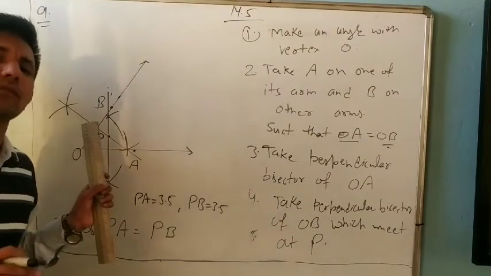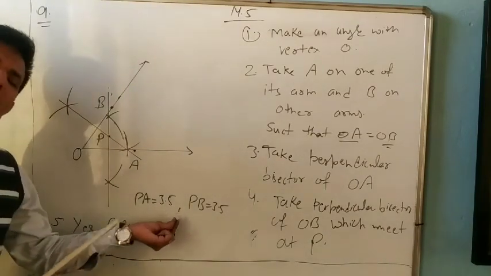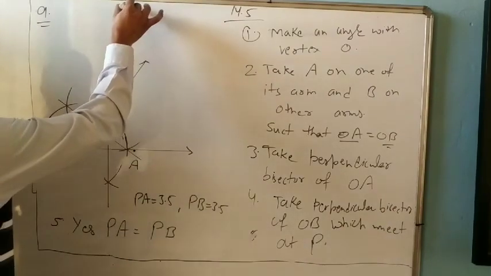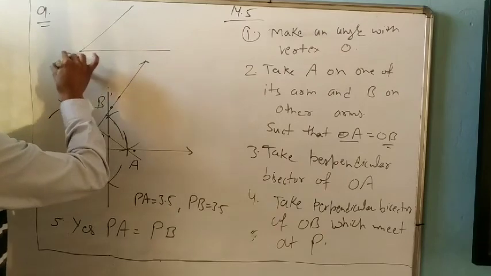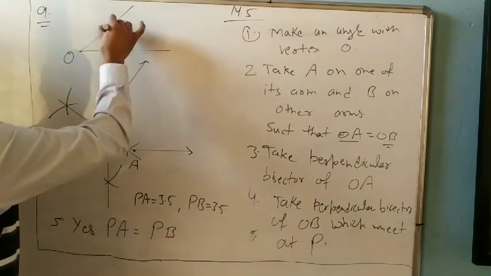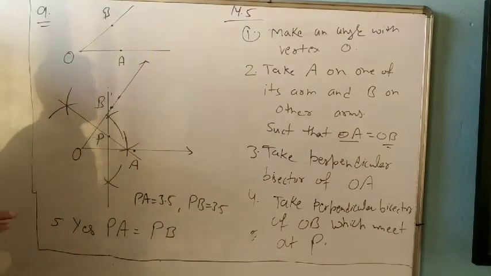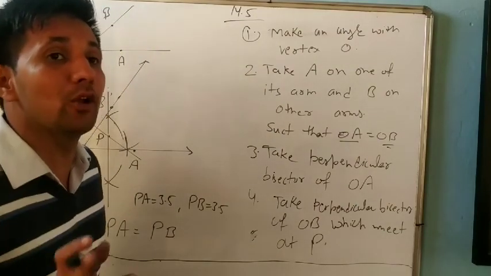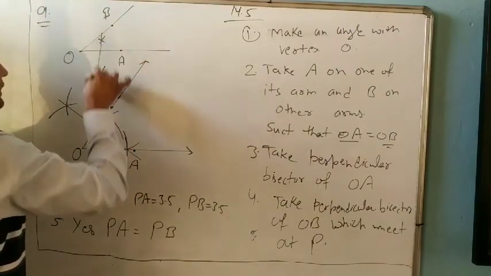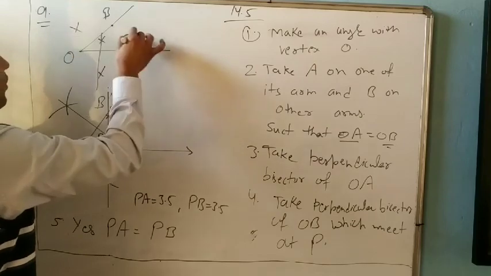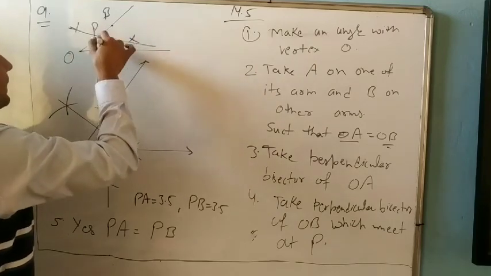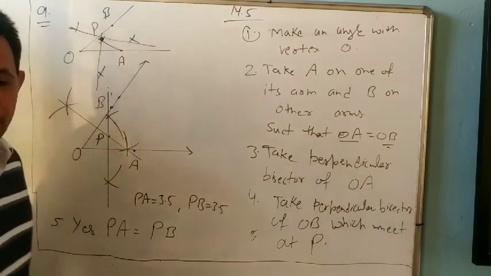You will measure yourself, okay? Maybe your answer comes 2.5 or 6.5, okay? So what is in this question? In this question it is given, it is O and the vertex. A point is given on one arm and B on the other arm. Now in the question, taking the perpendicular bisector of OA and OB, they meet at P. So we observe PA equals PB.